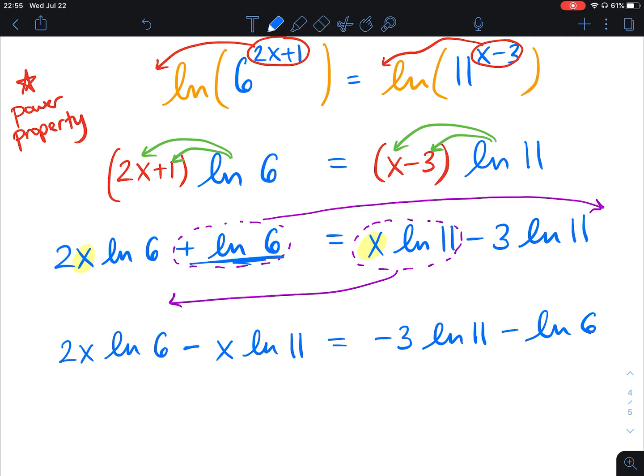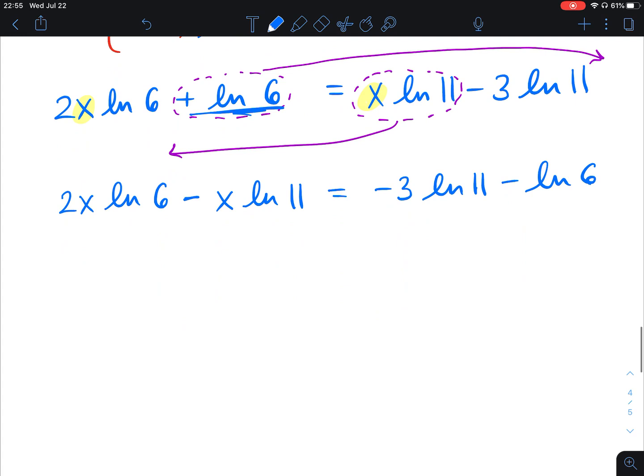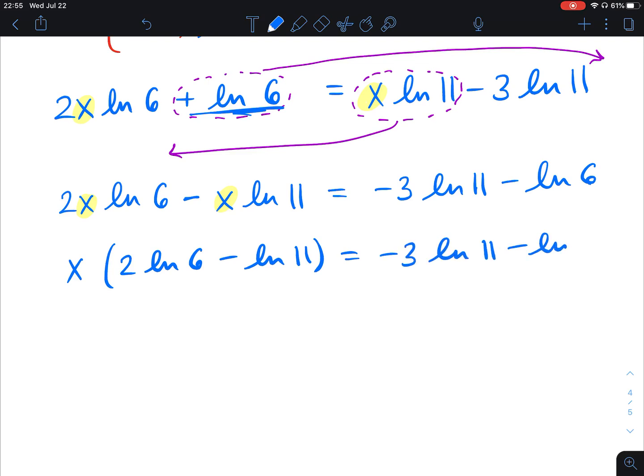Feel free to do it step by step or whatever's comfortable. But now, again, keeping our eyes on the x that we're trying to solve for, x is now a common factor of the left-hand side. So if I factor an x out, I have 2 natural log of 6 minus natural log of 11 equal to the same exact right-hand side.